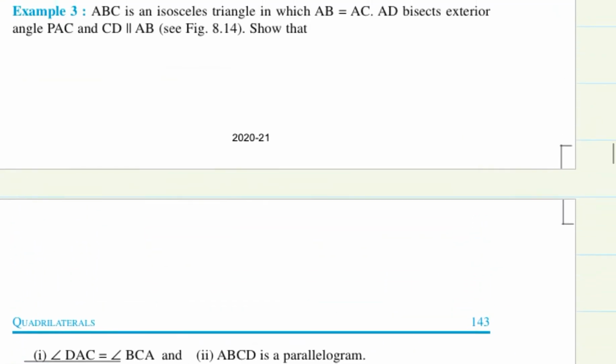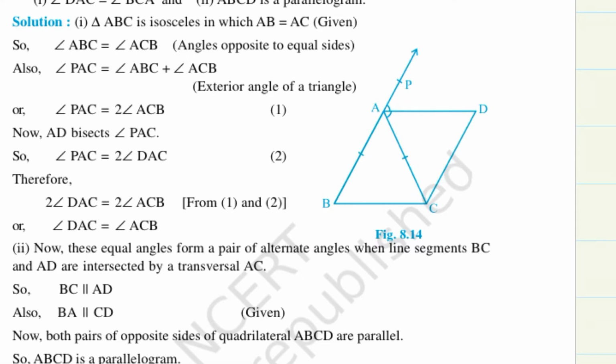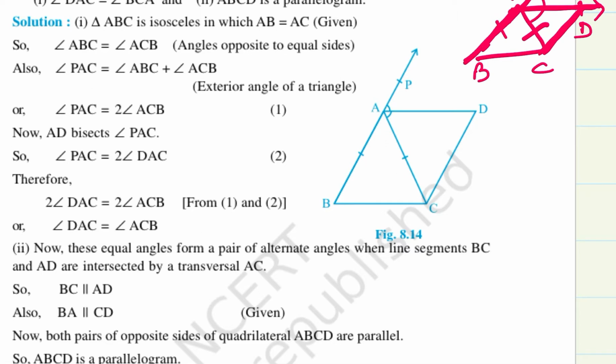Now what are we supposed to prove? So what is given to us? Given to us is a triangle ABC with AB equal to AC, isosceles, and this is the exterior angle PAC, and half of it is by the angle bisector, that is AD. If you connect here CD, then CD and AB are parallel to each other. This type of figure we get.